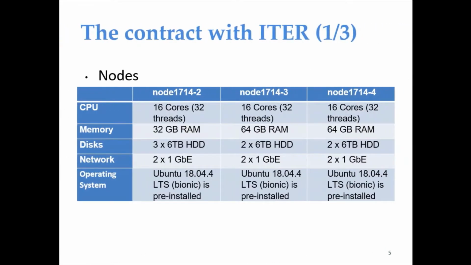In ITER placement, we have 3 bare metal nodes with the features described in the table. We will refer to the nodes as node 2, node 3, and node 4 from now on. As you can see, they have slightly different storage and memory features.